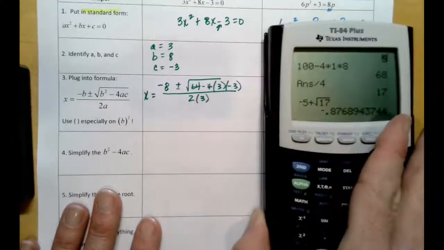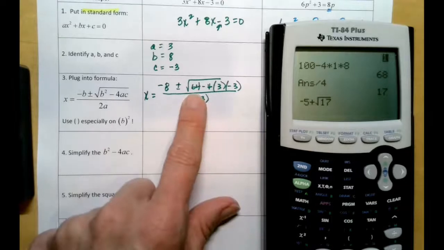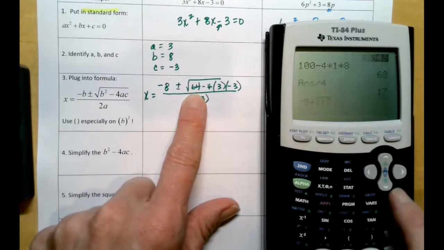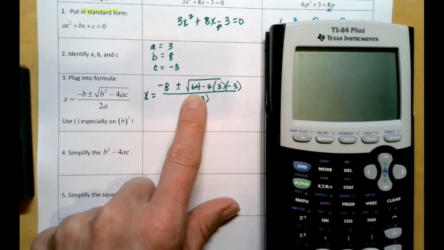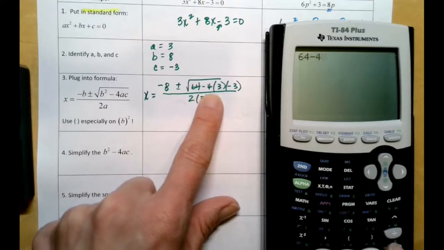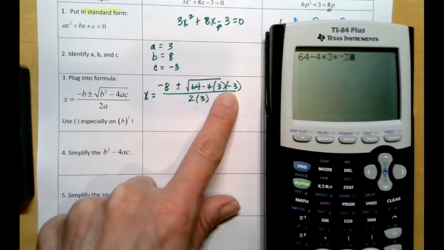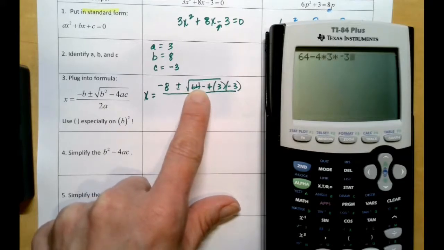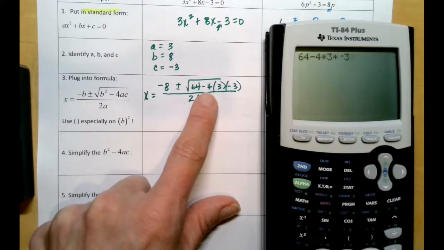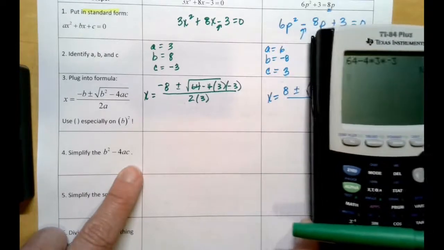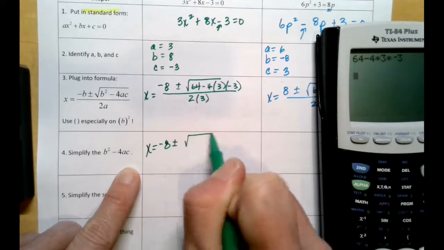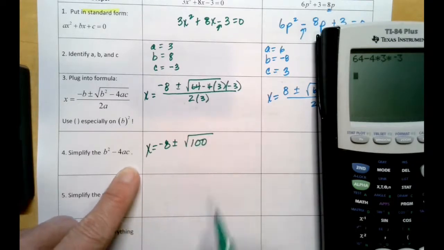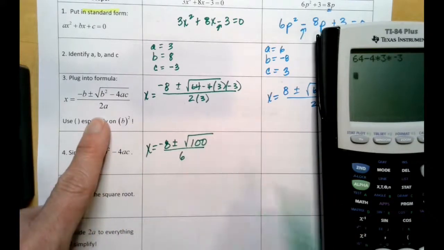And I'm telling you what, I'm going to go to my calculator just about every time. So my b squared minus 4 times a times c: 64 minus... the calculator knows your order of operations, so if you type it in correctly, you'll get it right every time. So simplify the b squared minus 4ac. All right, x is equal to negative 8 plus or minus the square root of 100 all over 2a.